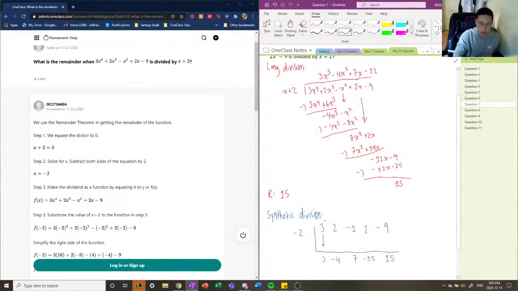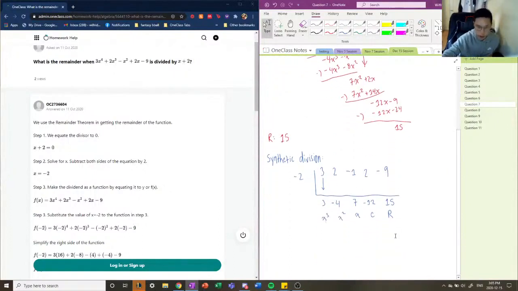Okay, so as I said, this corresponds to x to the power of 4. The quotient is going to correspond to a degree lower than that. So it's going to be x cubed, x squared, x, and the constant coefficient. And this last number is going to be our remainder. So our remainder here is also going to be 15. Cool.